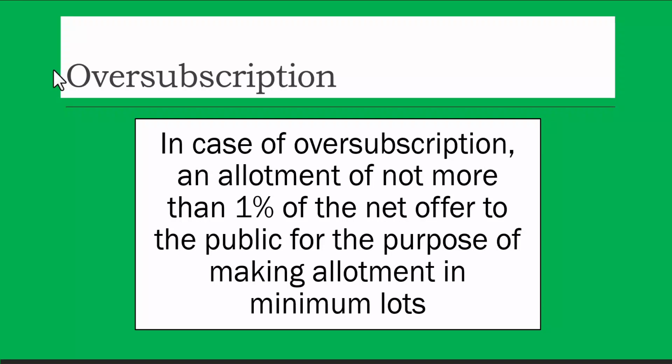But that too for a purpose, because there is a minimum lot size. Whenever the public is applying and the shares are being issued, there is a minimum lot size. To comply with that lot size formalities, if the company has to use some more money, they can do that. Read this. So only for meeting the minimum lot criteria, they can retain 1% of the public issue money they have got, not more than that.